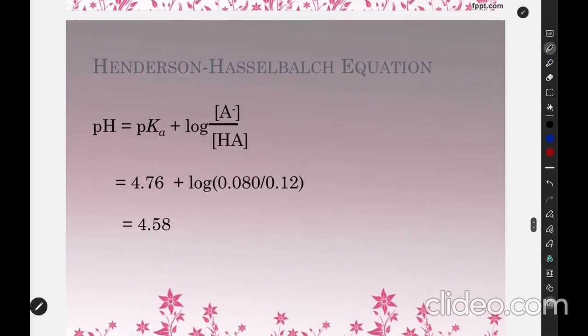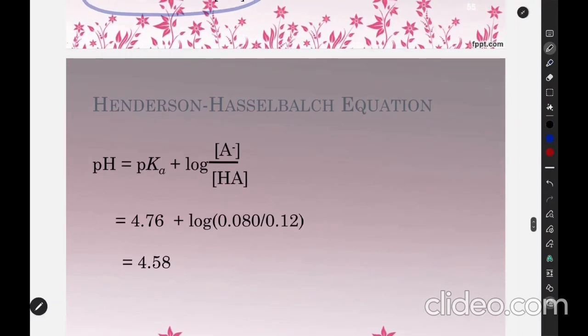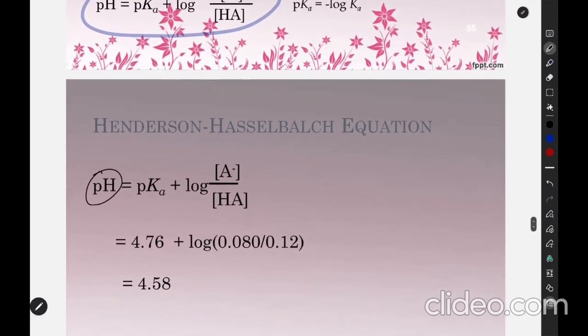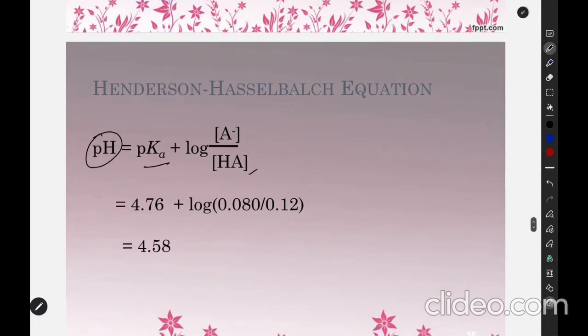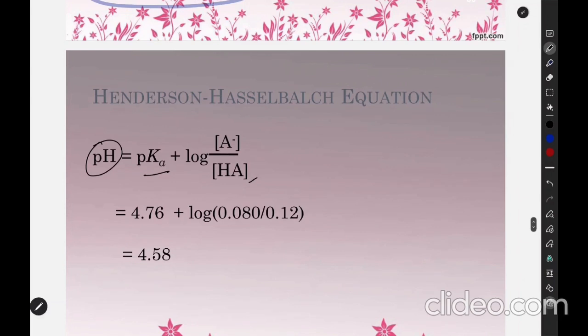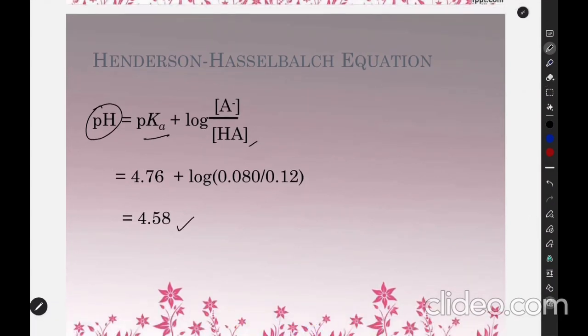So next, if we want to find the pH, we will use the equation pH equals pKa plus log concentration of conjugate base divided by the concentration of acid. So the given pKa is 4.76 plus log the concentration of conjugate base divided by the concentration of acid, which is 0.12. Then we will get the final answer, which is 4.58.